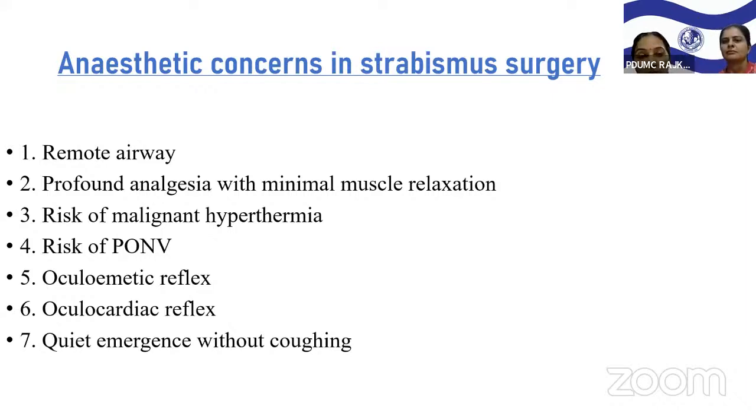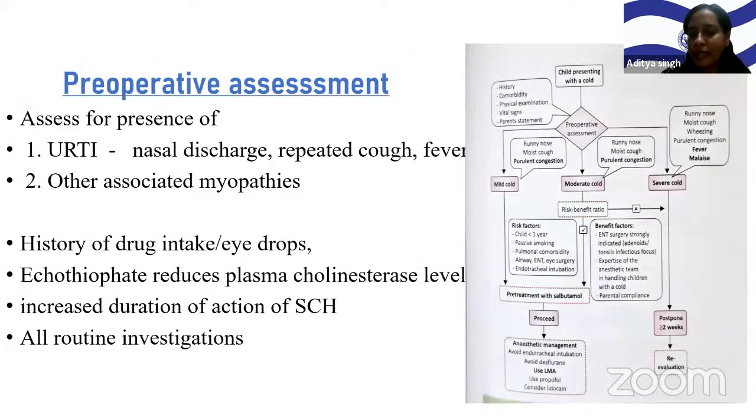So, preoperative assessment, how will you assess this pediatric patient? First, I will assess the baby for any upper respiratory tract infection, like fever, cough, cold, and nasal discharge, and other associated myopathies, and history of any drug intake like echothiophate. Echothiophate is an irreversible cholinesterase inhibitor, will decrease plasma cholinesterase level. So succinylcholine action will be prolonged in these babies. And all routine investigations will be asked for.